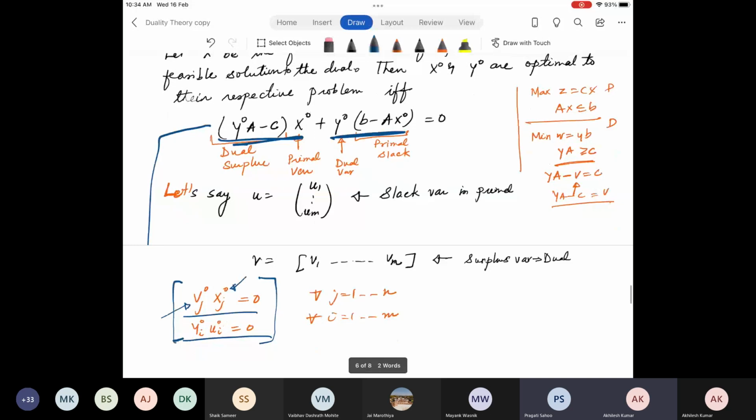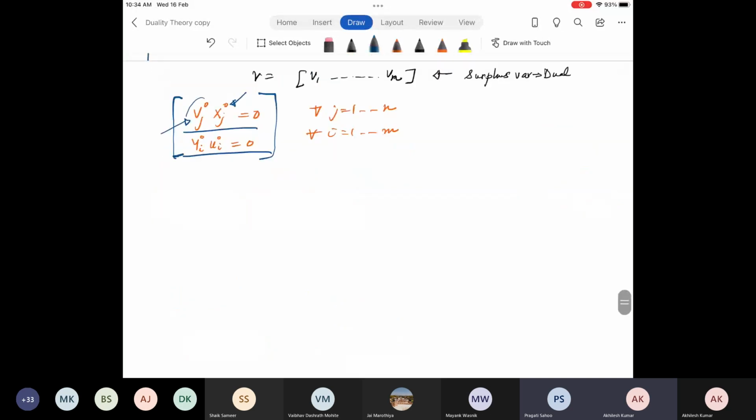Now, let me show you. This is where the word complementary has come from. Complementarity comes from: if one of the surplus or slack is positive, the corresponding variable will be 0. So another example of use of this theorem is a very interesting example.